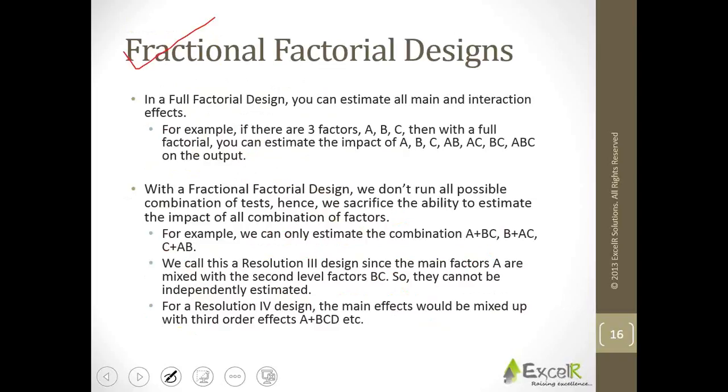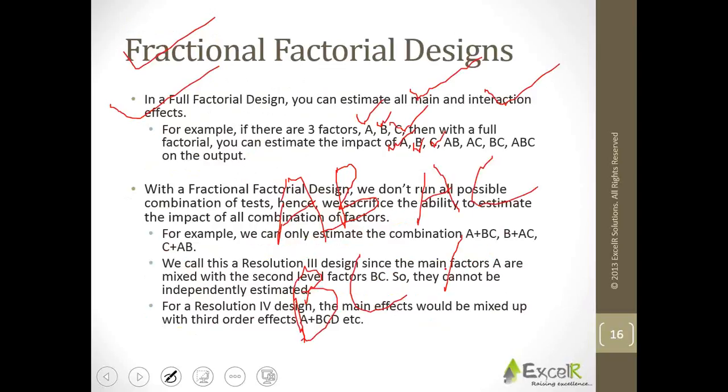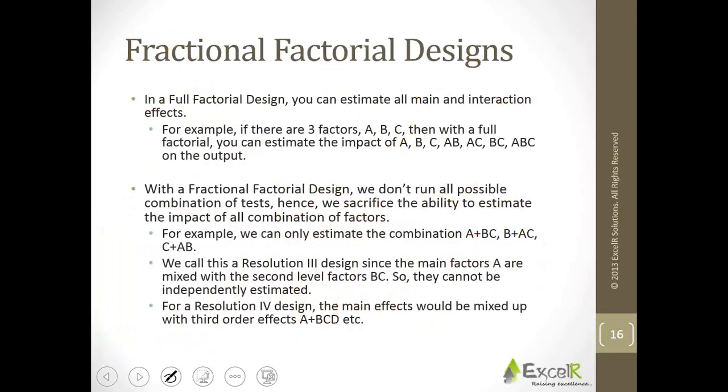Then here is your fractional factorial design. In a full factorial design, you can estimate all the main and interaction effects. For example, if I have three factors A, B, C, effects are called main effects. Interaction effect is when two factors try to interact with each other. For example, AB is one factor, AC is another factor, BC is another factor, right? ABC is a three-factor interaction. So in this way, you have third order factors and all that.